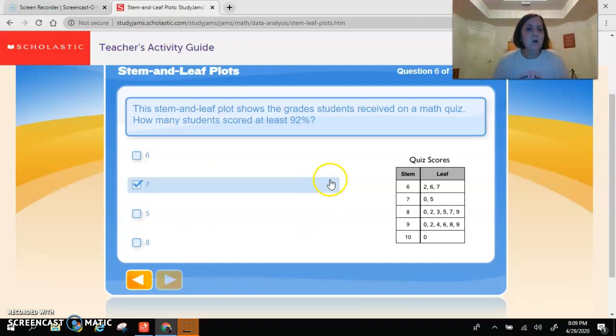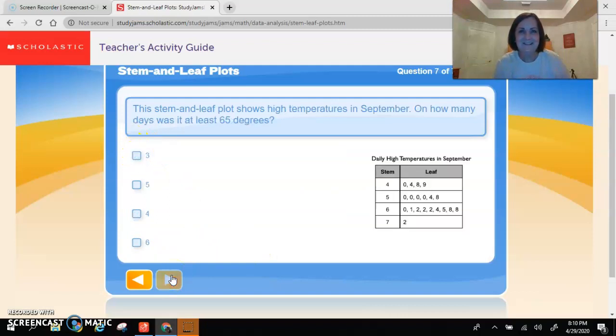So let's go to our 9 stem, and we're going to count everything above 92 and above. So we can't include 90 because that's less. 92 is at least. 94, 96, 98, 99. And what do you think this funny number is? If we put all those digits together, you would have 100. So how many students scored at least a 92% on their math quiz? 6. Good.